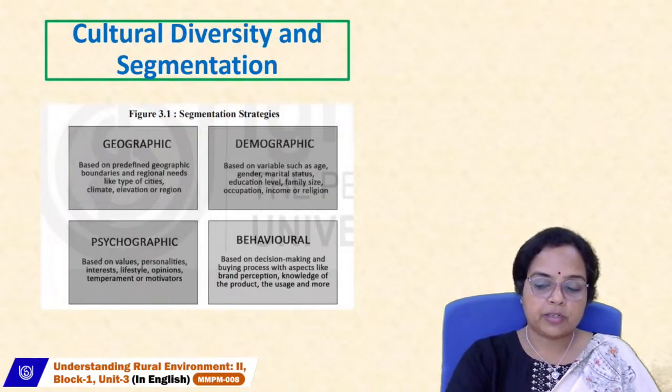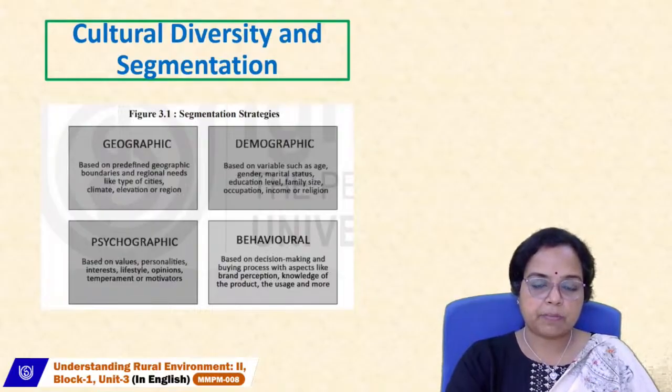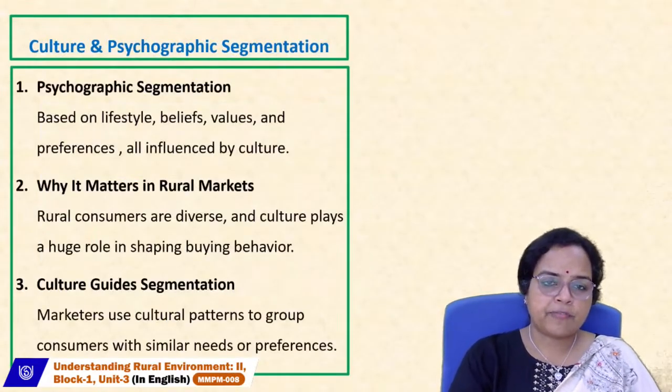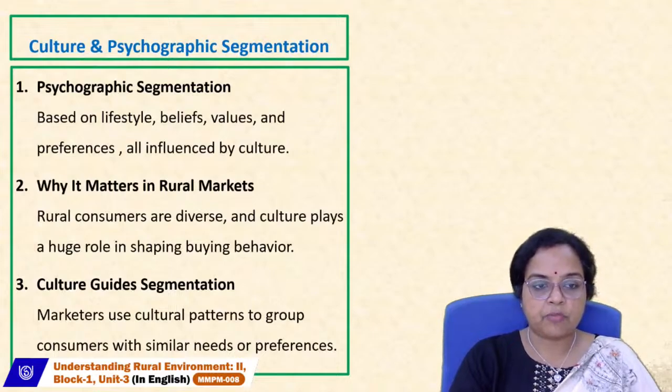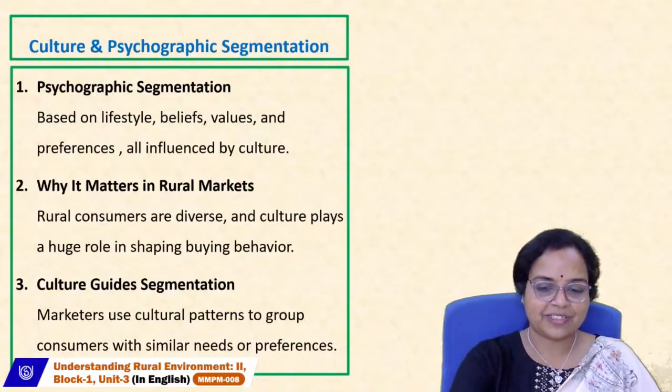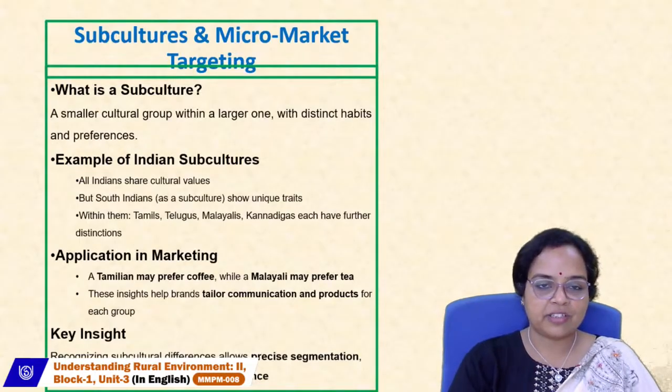So there are four specific dimensions when you are segmenting your market to enter or to introduce your product in the rural lifestyle. Culture and psychographic segmentation based on lifestyle, beliefs, values, and preferences. And why does it matter? Because rural consumers are diverse, culture plays a huge role as it is deeply rooted. Culture guides segmentation. Marketers use cultural patterns of their particular region to group consumers with similar needs and preferences. That is quite easy. If you are taking note of this, you can easily segment your market.